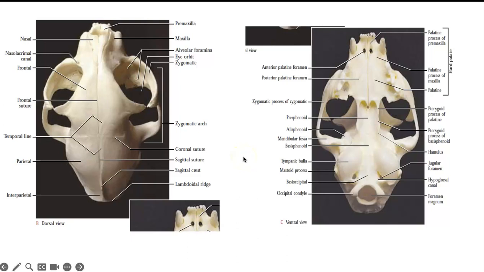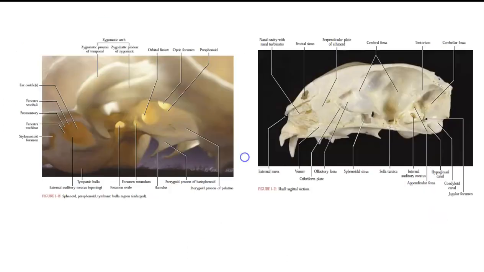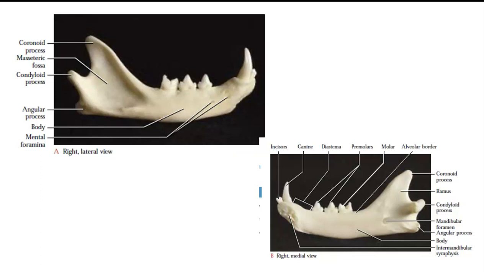This is also for your information to know the cat. If you study the cat, that's fine. If you don't, we already mentioned the difference between cats and dogs. You can see this if you want to see the skull of the cat. Some universities study cats, some don't, so it depends on whether you have to study the cat or not. And also here is the cross section in the case of the cat, and also this is the mandible in the case of the cat.